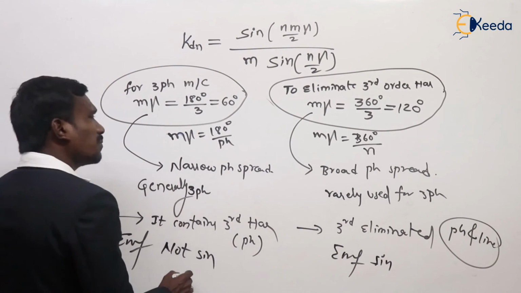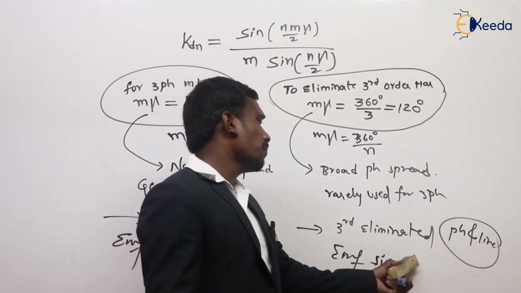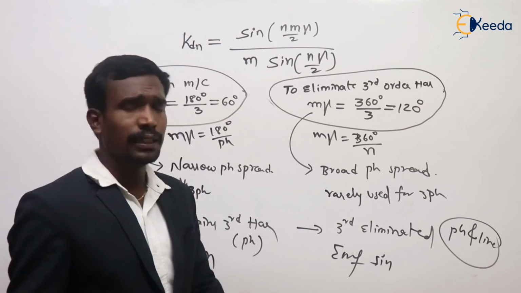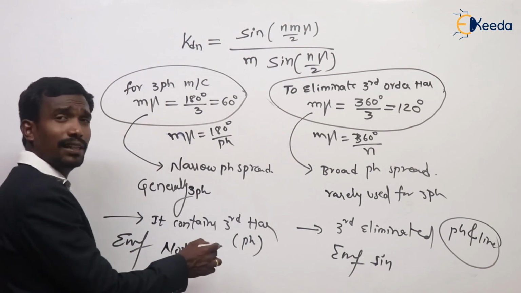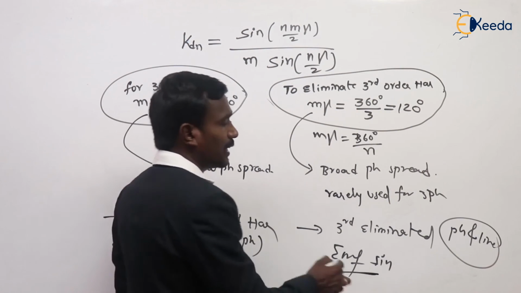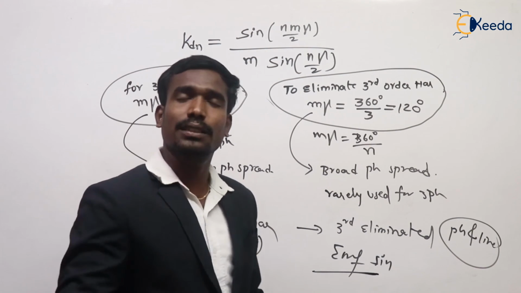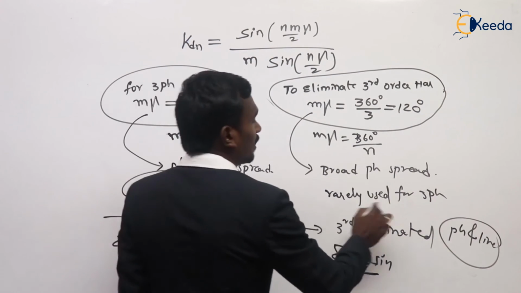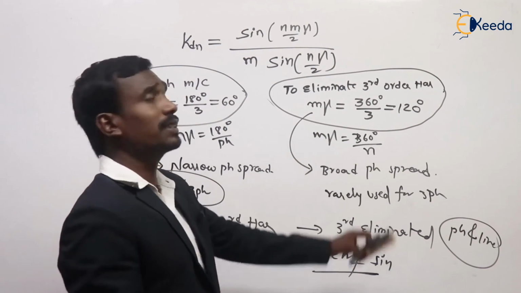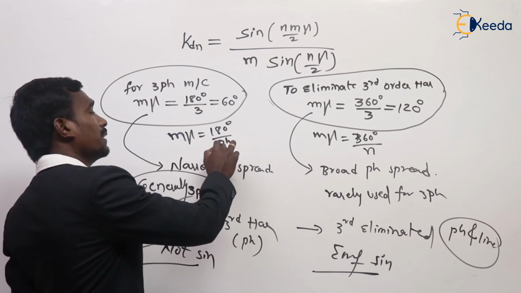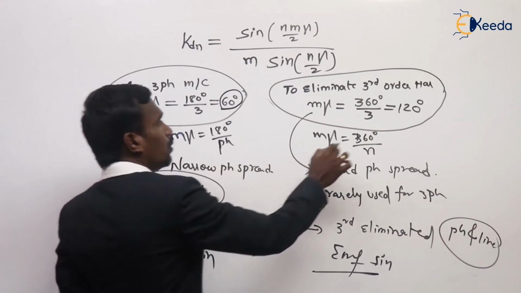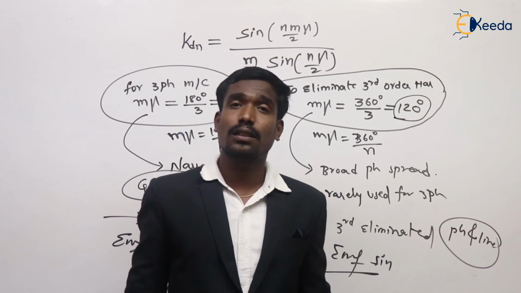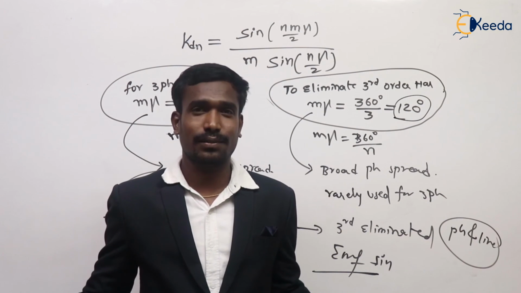Generally this is used for single layer winding and double layer winding, but this is used for double layer windings. Here third order harmonics are there in phase, so EMF is not sinusoidal. Here EMF is sinusoidal because third order harmonics are eliminated in phase and line. M gamma is 360 by n, or 180 by number of phases. If it is 60 degrees, narrow; if it is 120 degrees, broad. This is completely what concentrated and distributed winding is.